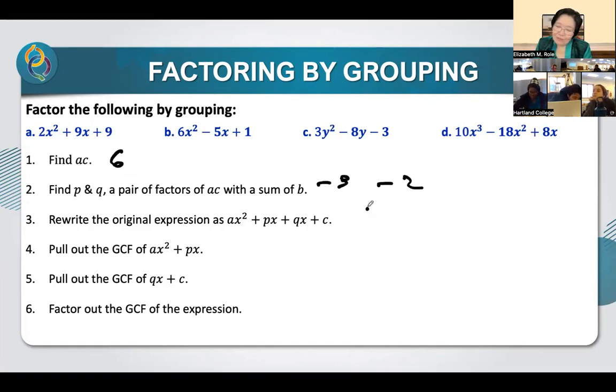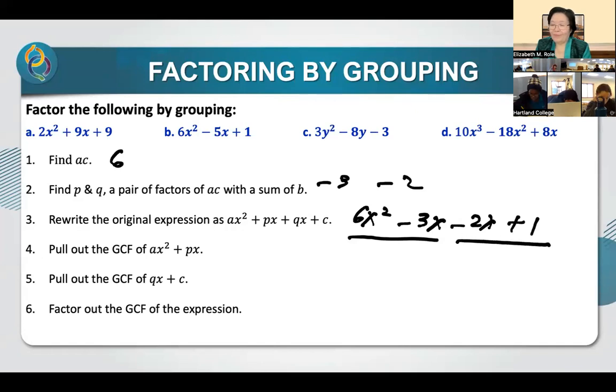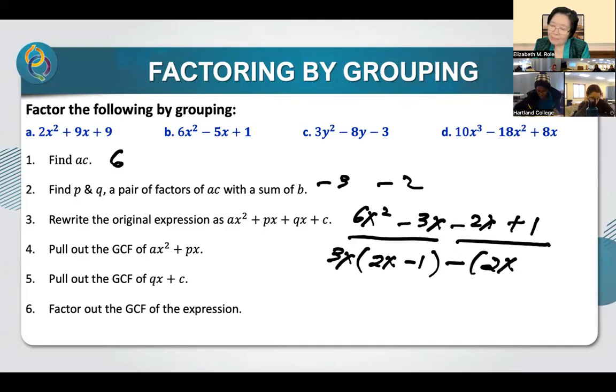Okay, so you now change it to 6x squared minus 3x minus 2x plus 1. If you put minus 2x minus 3x, it's still okay. And then common: the common factor of 6x squared minus 3x is 3x, so you get 2x minus 1. And then you have minus 2x plus 1. You can take out a minus, which will actually be minus (2x minus 1).